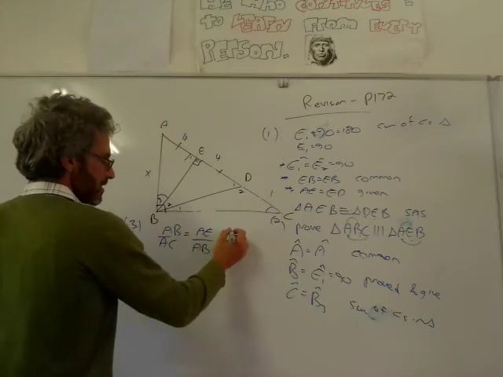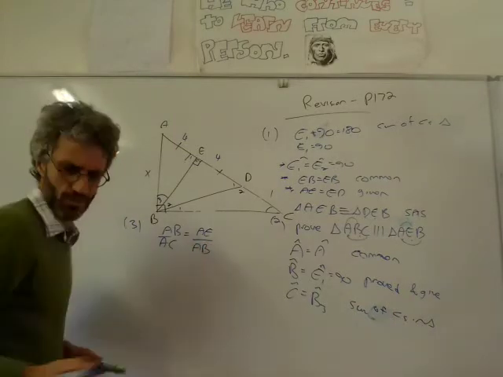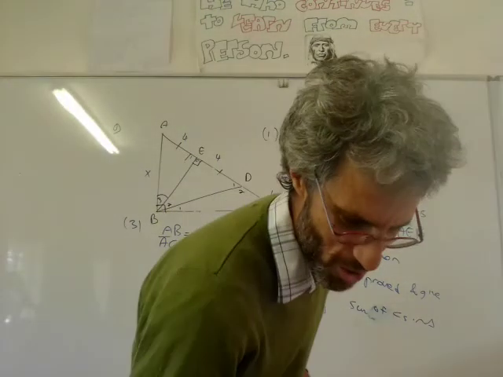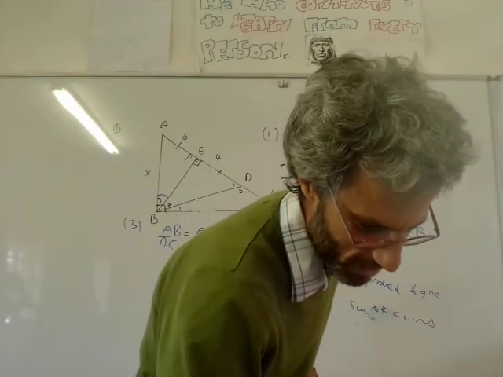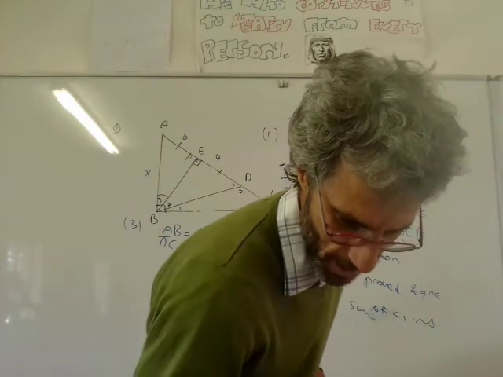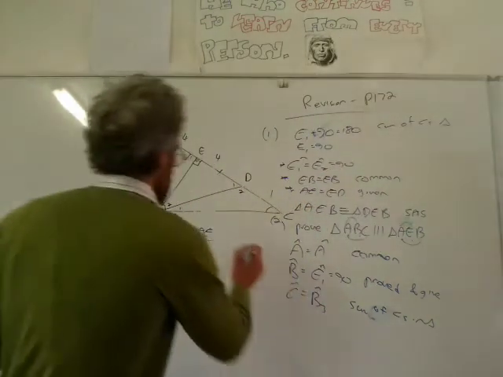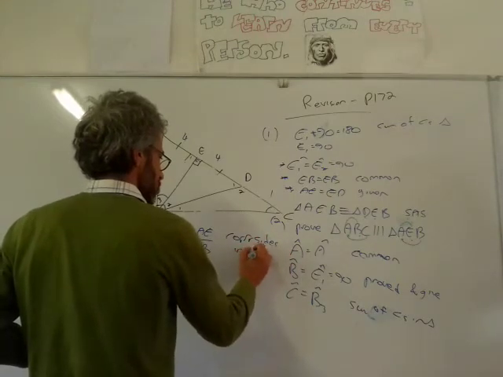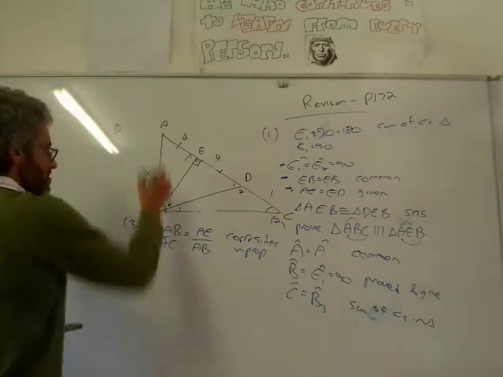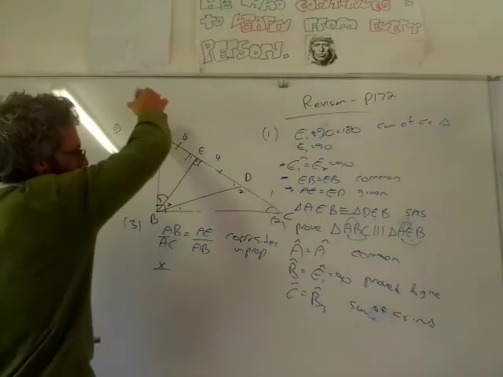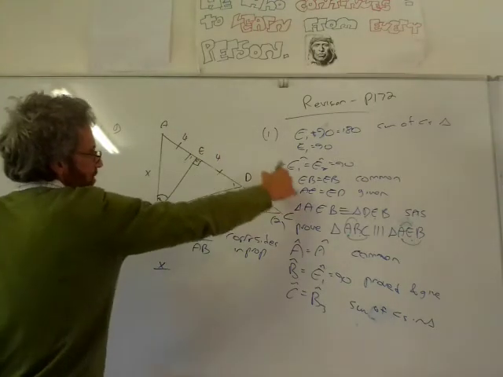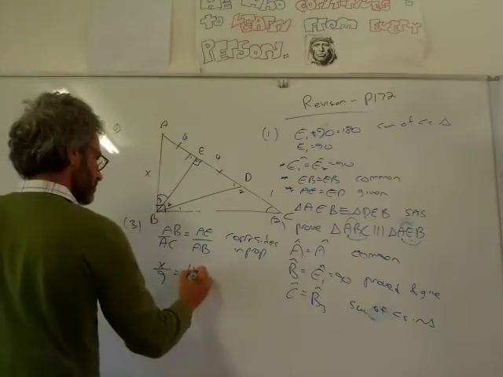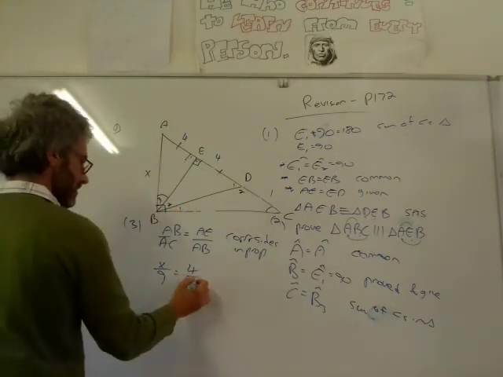And the reason is, what was the word we used for this? I have to look at the examples again. Corresponding sides in proportion. Okay. So what is AB? AB is x. AC is 4 plus 4 plus 1, which is 9. AE is 4 and AB is x.